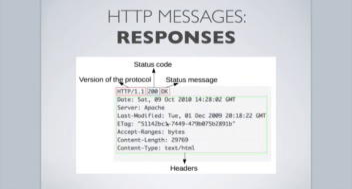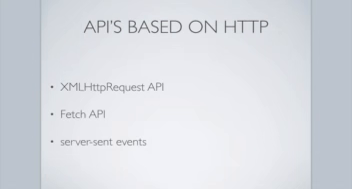Okay, so now that we've looked at all that, just to give you guys a little bit of an idea of some APIs based on HTTP. The most commonly used API based on HTTP is actually the XMLHttpRequest API, which can be used to exchange data between a user agent and a server. The modern Fetch API, right here, actually provides the same features, but with a more powerful and flexible feature set. So you're getting a little more bang for your buck with this Fetch API, newer, more robust.